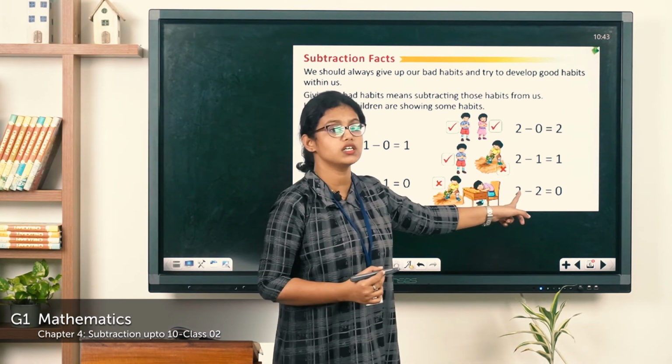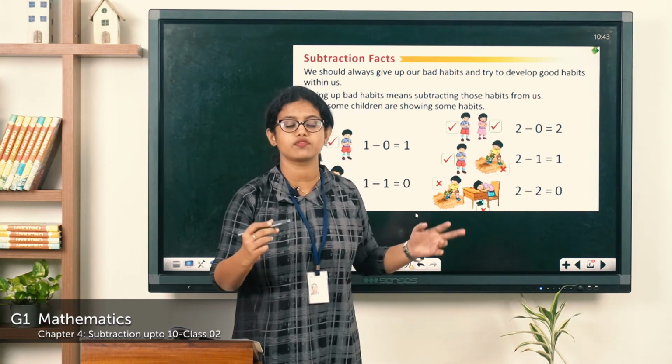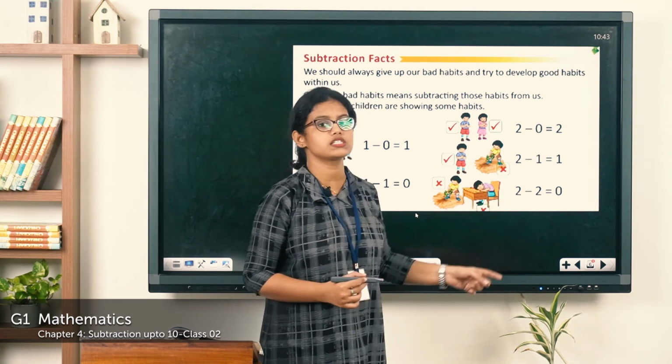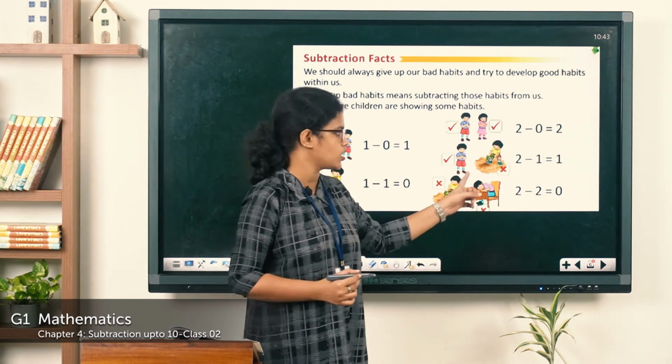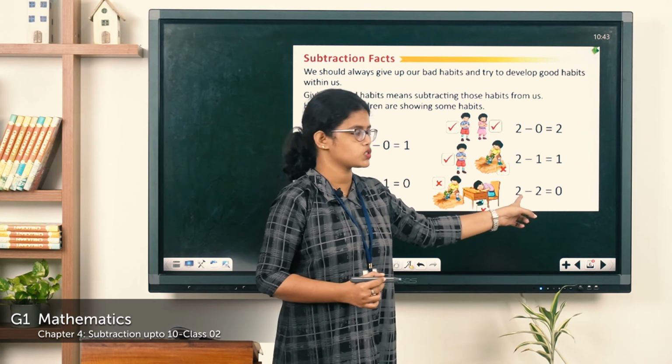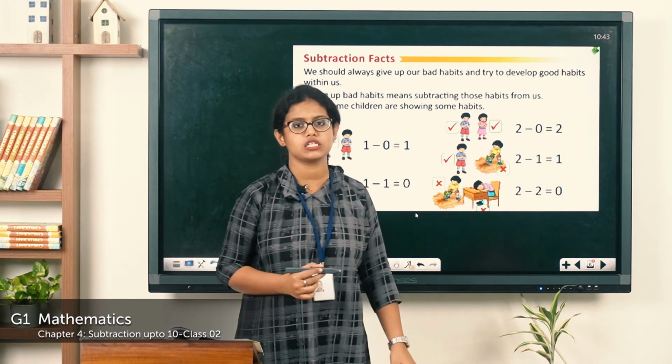So you can write it here 2 minus. What do you have to take away? You have to take away both of these bad habits. We need to remove both of these bad habits. So 2 minus 2. What is 2 minus 2? 2 minus 2 gives you a total of 0.